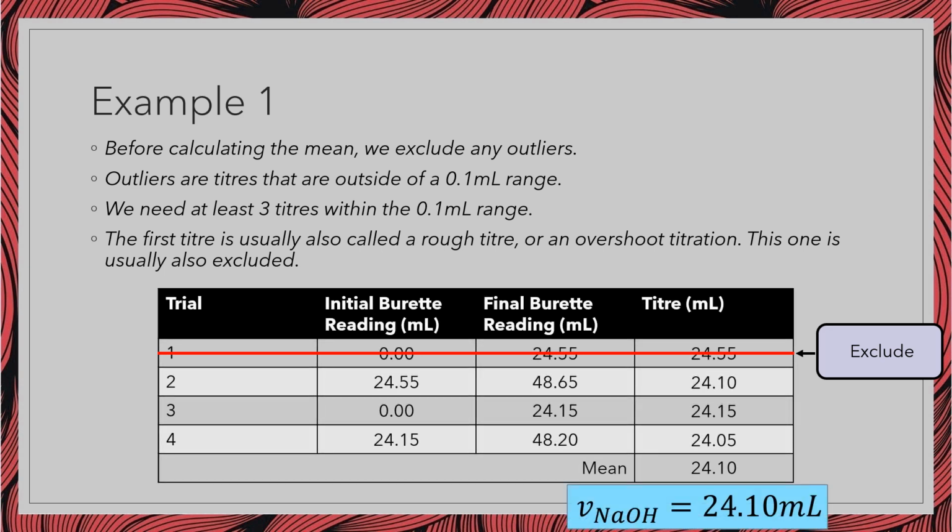Okay, so we take our average, so we just take the mean of the 3 values that are close to each other, which gives us a mean value of 24.10 milliliters. Okay, and we're going to use that in our calculations as V NaOH being 24.10 mils. So that's the first thing. We find out our volume from our titrations.